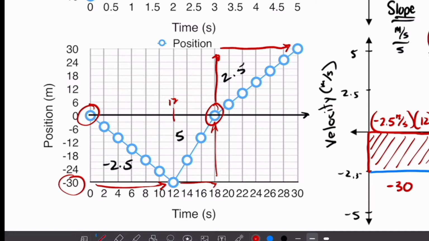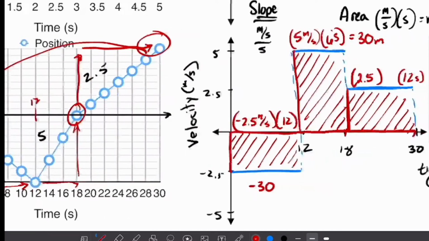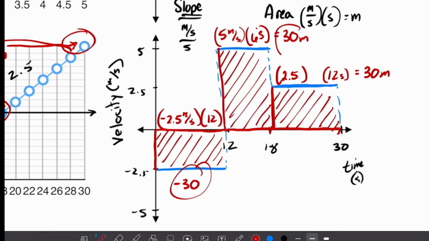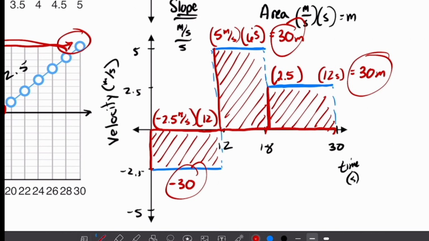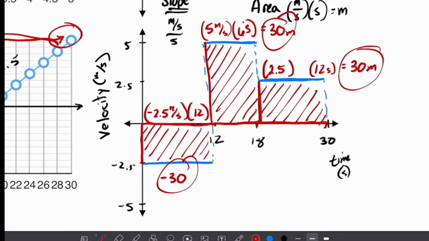Now, looking at the position graph, my total displacement is 30 meters. I am 30 meters from where I started. When I add these three numbers together, I should get 30. And I do. Total distance traveled, when I look over here, I went 0 to 30, then 30 to 0, that's 60, and then 0 to 30, that's another 30, so that's 90 total. So over here, add the absolute values, 30 plus 30 plus 30 gives me 90.